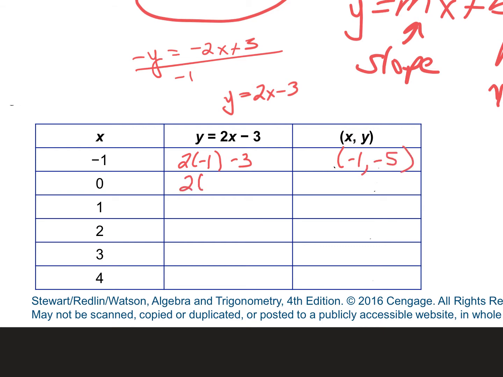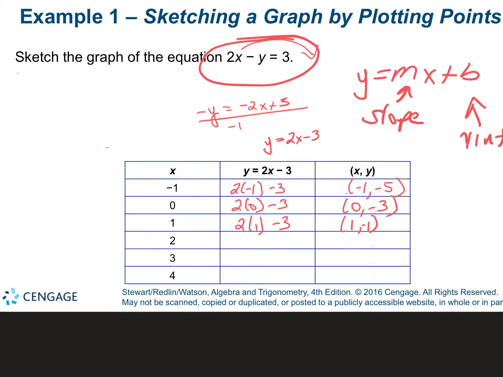And then here we'd plug in 0. What's 2 times 0? 0. Minus 3? So 0, comma, negative 3. Then we plug in 1. 2 times 1 minus 3. What's 2 times 1? Minus 3, negative 1. So plug in 1, get out negative 1. So to make a table of values, they're going to give you x values. You plug it in, find your y value. Everybody okay with that?